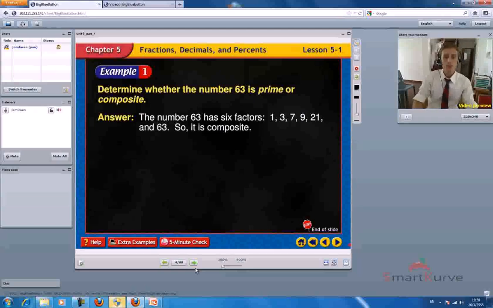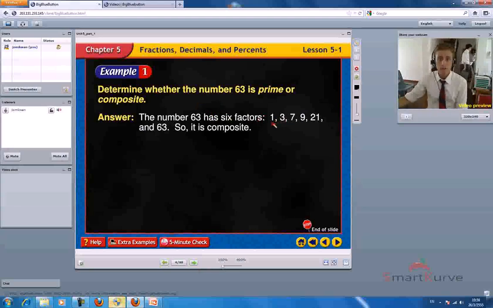Determine whether the number 63 is prime or composite. Answer. The number 63 has 6 factors: 1, 3, 7, 9, 21, and 63. Therefore, it is a composite number. A composite number has multiple factors.